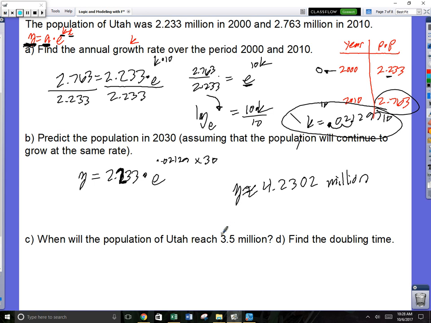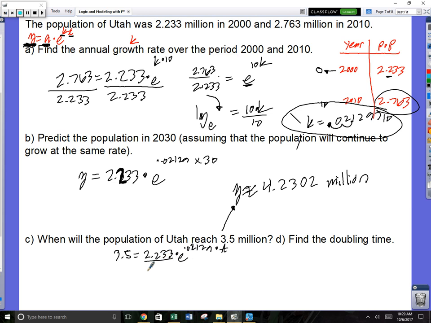Okay, now C, when will the population reach 3.5 million? And that's where we're going to end. So this one we're going to have to do some algebra. So I want y to be 3.5. My initial, I'm still going to use that 2.233 times e. And the k, I'm still going to use that 0.02129 times t. So time is what I don't know. So I have no idea what the time is going to be.